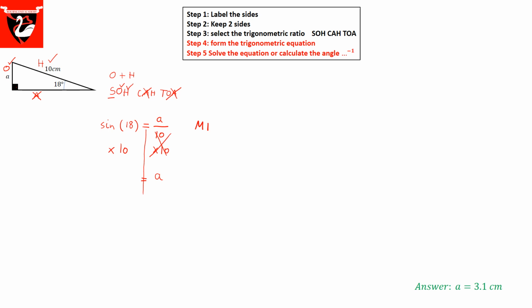On the left hand side I now have 10 times sine 18, and that might look a little bit confusing, but sine 18 is just a decimal. It's a very long decimal, but that's all it is, a number. Pick up your calculator, type 10 multiplied by sine 18, close your bracket, and you should get a equals 3.1 centimeters.